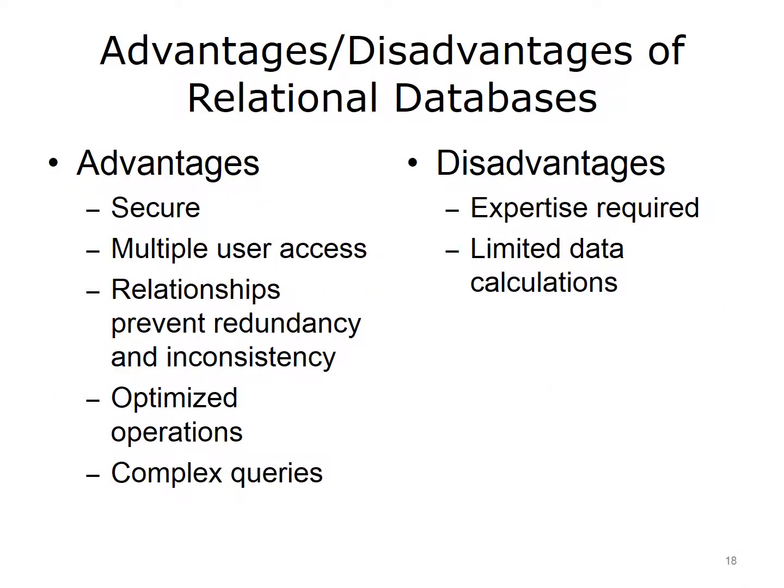A relational database has quite a number of advantages over files and spreadsheets. Database systems are designed to be highly secure. Control of the data can be precisely defined. In addition, databases are designed to be accessed and modified by multiple users at the same time. Relationships between tables support organized data that prevents data redundancy and inconsistency. The highly optimized underlying data structures used by the relational database result in highly efficient and fast access.